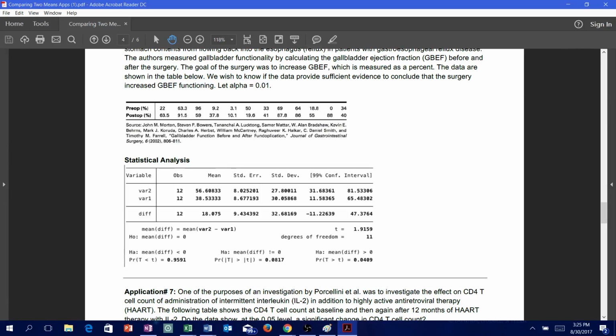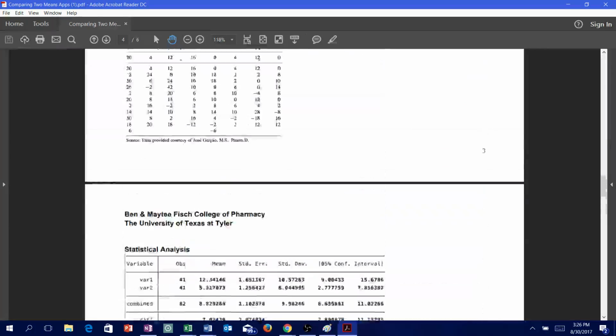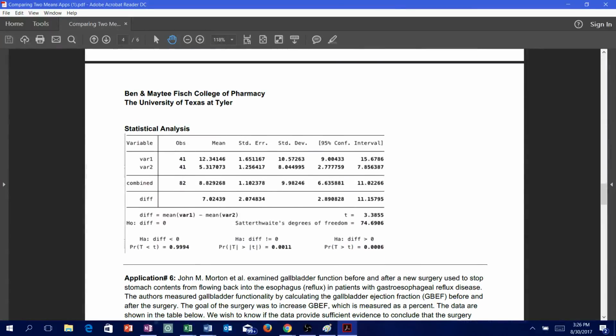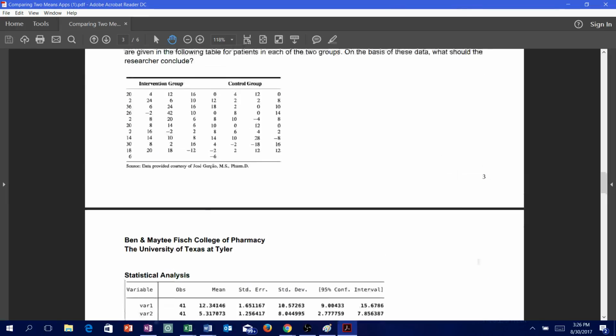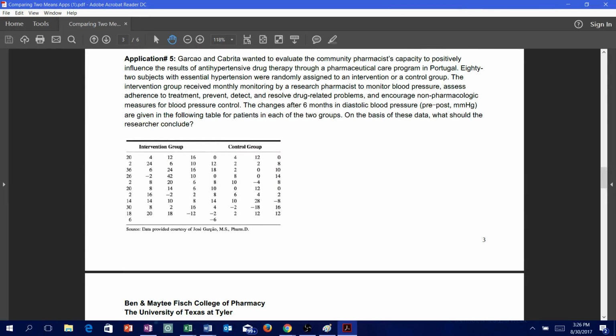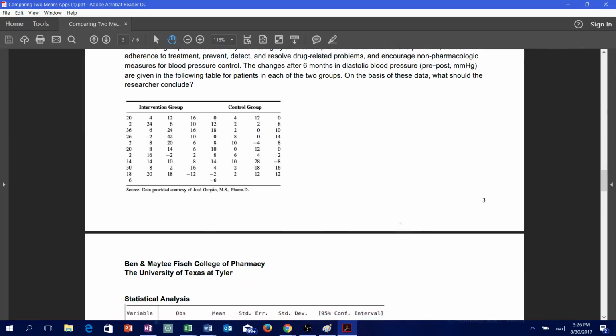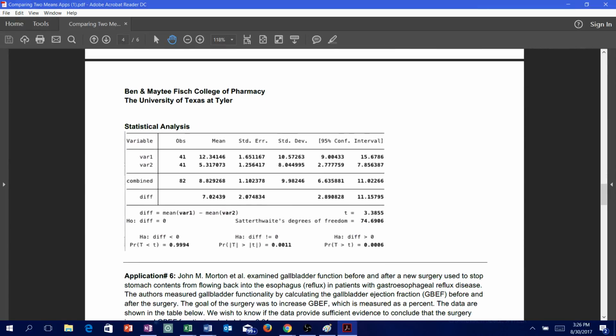So the p-value is 0.0011. So that's still less than. Yeah, so that's still significant. So we reject them all, right? In the middle. Didn't state an alpha on number 5, did they? No.